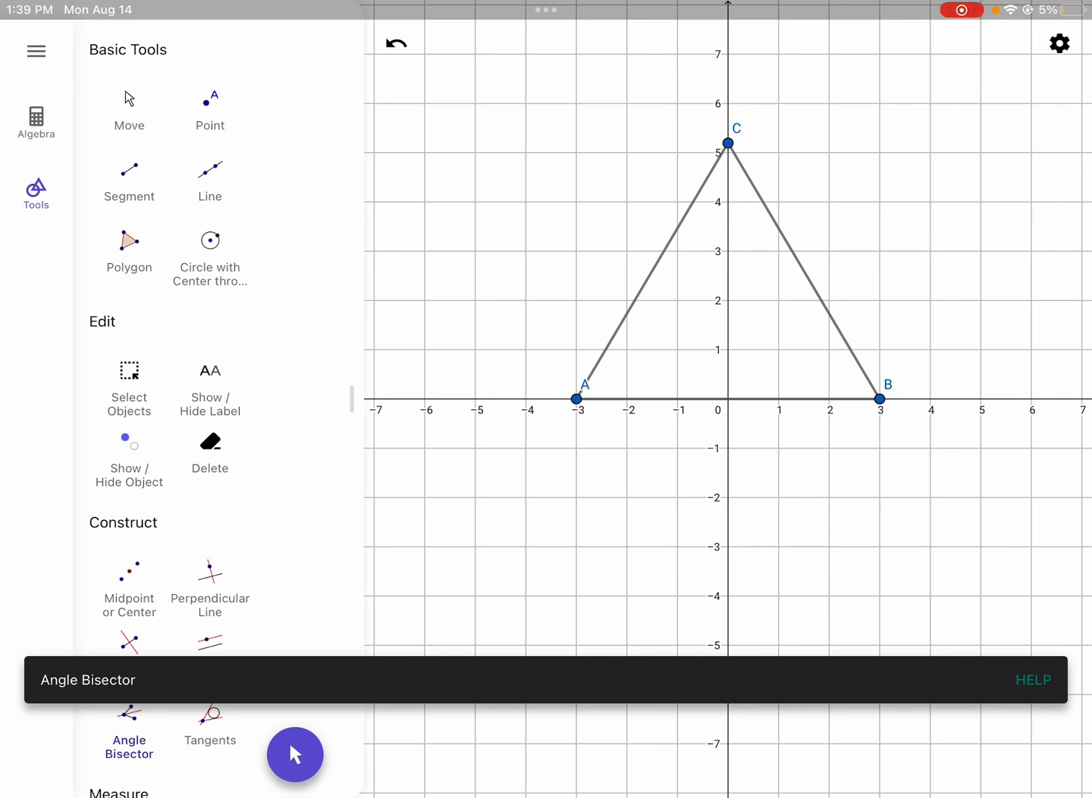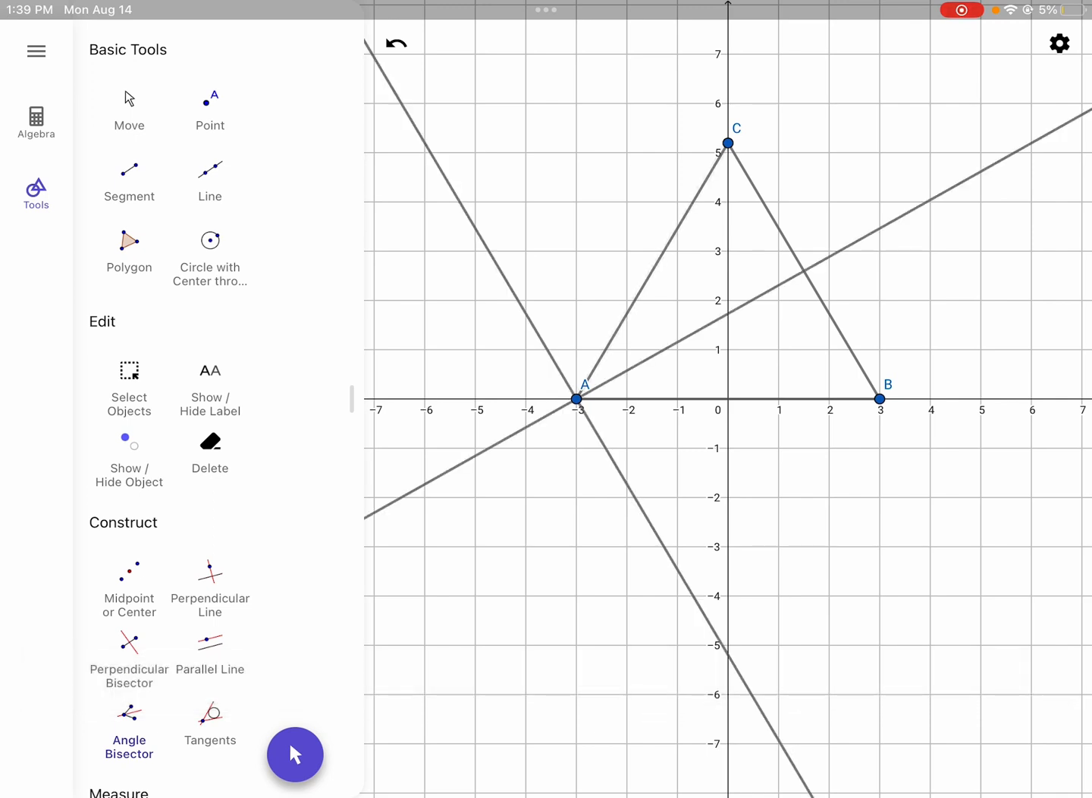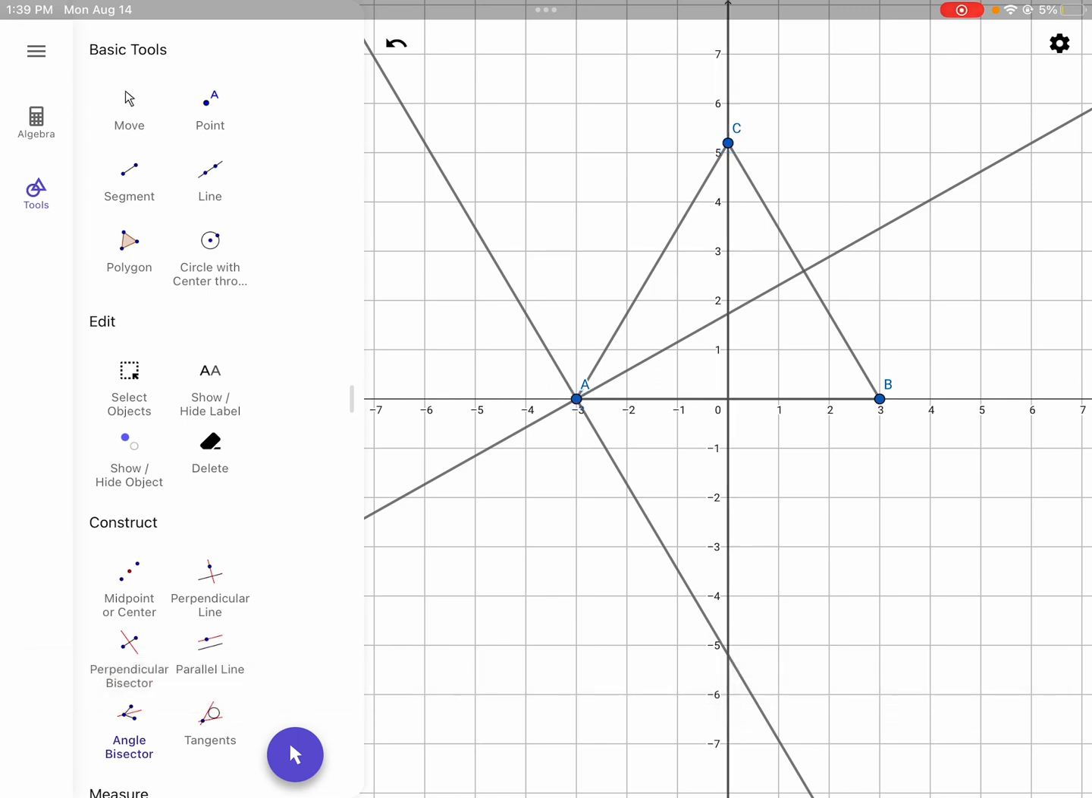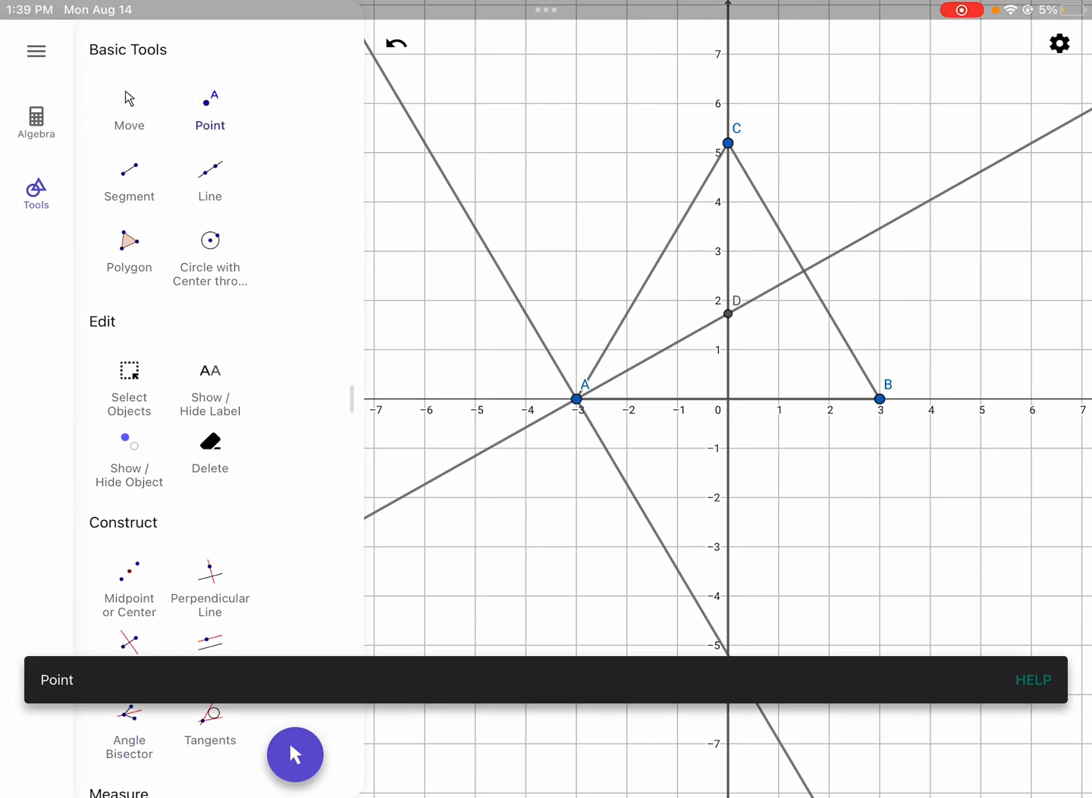So to construct the angle bisector, I just click on two sides, and it made more than I needed to there, but we can see the angle bisector going through A. And let me see here. How about if I do A to C to B? And then we can say my angle bisector is going to be at this point right here, point D.